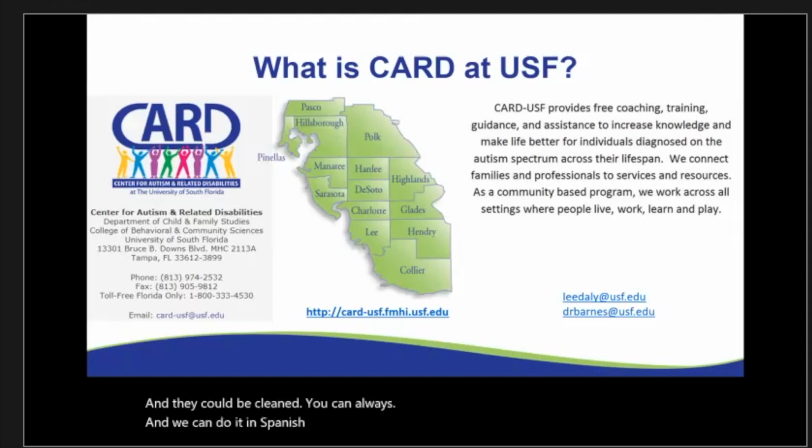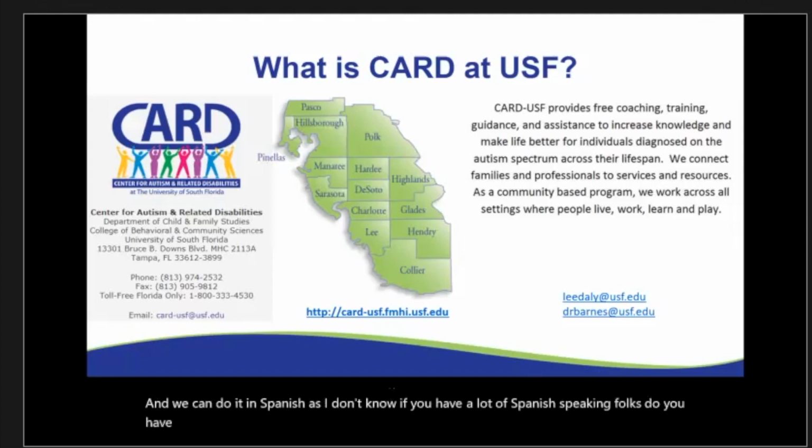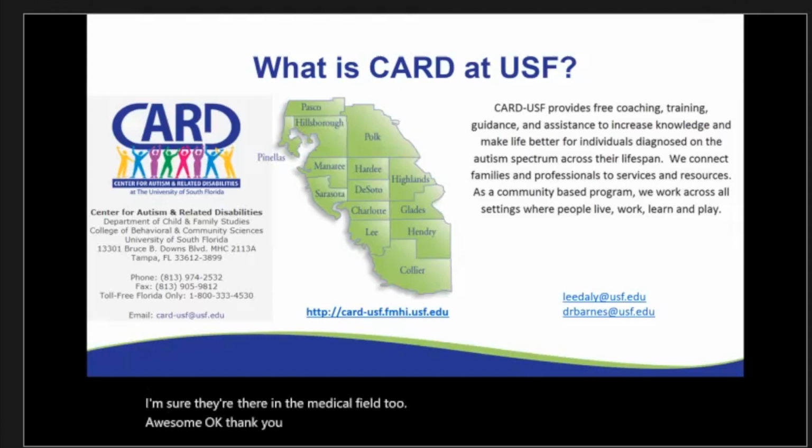And we can do it in Spanish as well. I don't know if you have a lot of Spanish speaking folks. Do you have other languages? Ukrainian. Ukrainian? Wow, okay. Awesome. Okay, thank you. Good ideas. Thank you very much. You're welcome. Thank you.